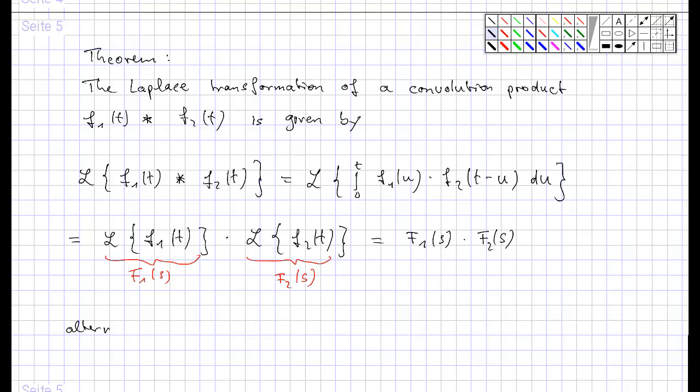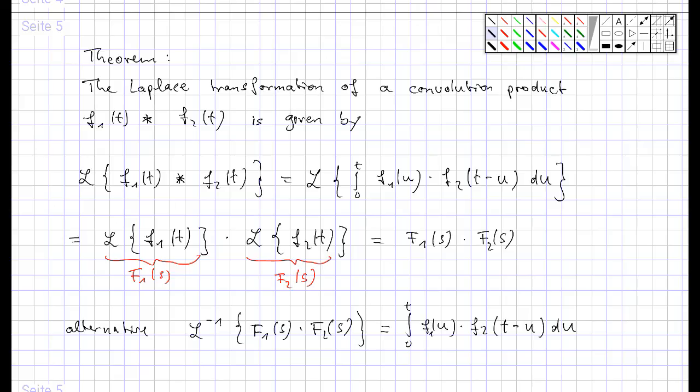Alternatively, you can write the inverse Laplace transformation of f1 of s times f2 of s equals the integral from 0 to t f1 of u times f2 of t minus u du. So f1 star f2.